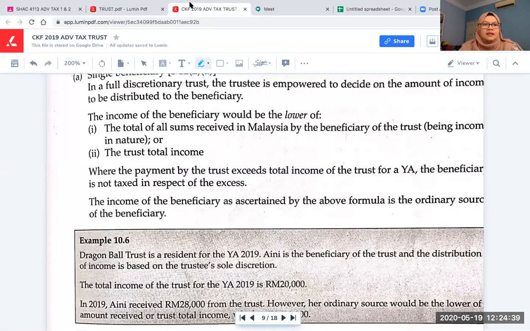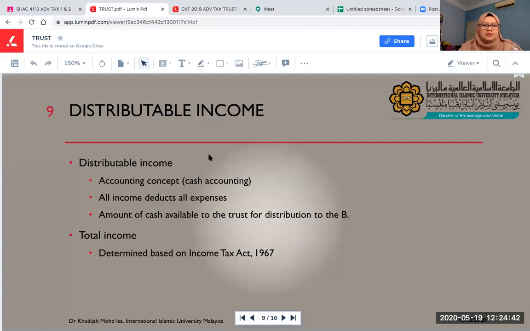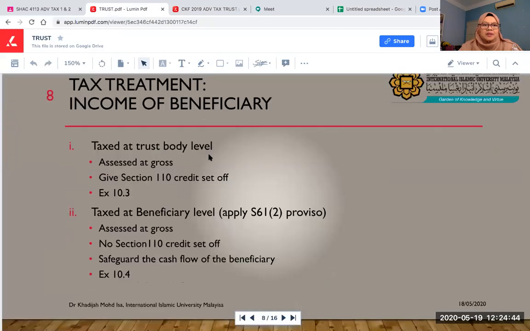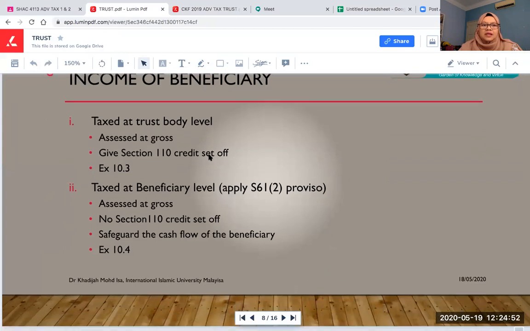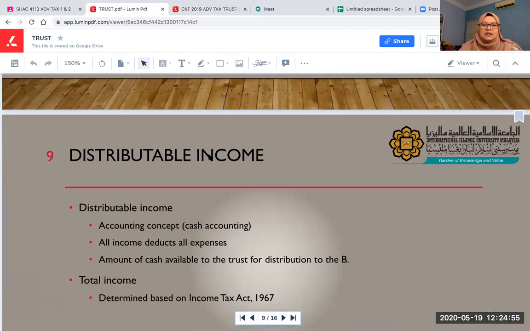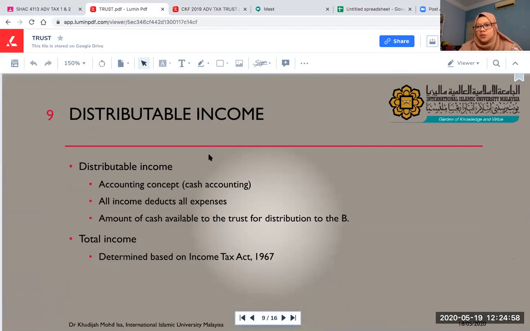We stopped, I think, somewhere here where we computed the income of the beneficiaries, one at the trust level and two at the beneficiary level. So now we continue with this concept which we call distributable income. Before this, you remember that I always mention the total income of the trust, right? But you also have what we call distributable income of the trust, right?